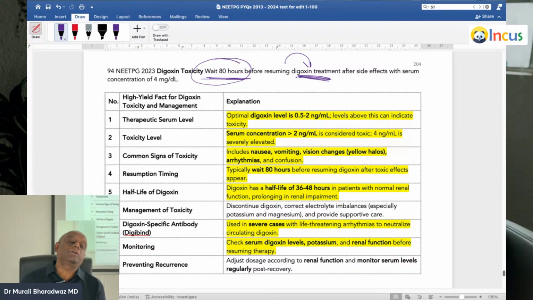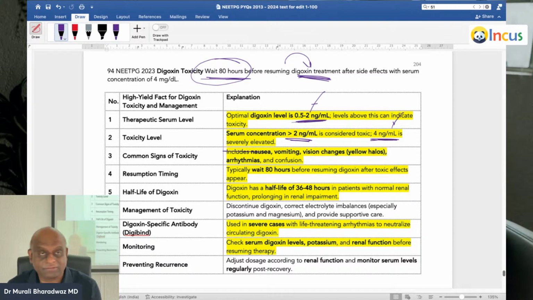What is the optimal digoxin level, doctor? Serum levels? 0.5 to 2 nanograms per ml. Please don't forget, favorite question of the examiner. Any concentration more than 2 nanograms is considered to be toxic, and more than 4 nanograms is severely elevated.